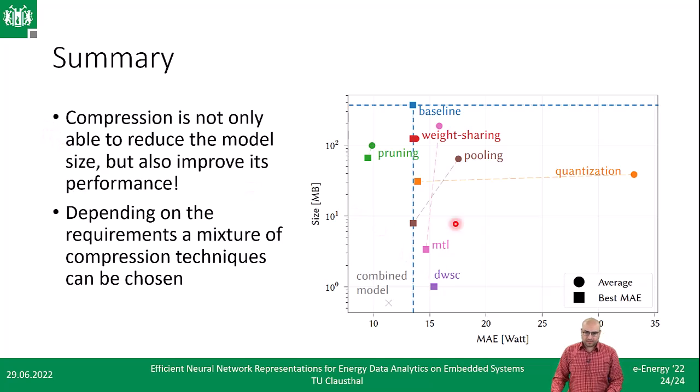So each marker on the scatter plot here represents the compression method, and the average or the best mean absolute error along the x-axis, and along the y-axis the size in megabytes. So as we can see, the pruning and weight sharing are recommended for any requirements, as they improve the mean absolute error and reduce the model size at the same time. Pooling comes as a close second, and if we need further reduction in size, we can apply quantization and depthwise convolution while trading performance. Finally, multitask learning can be applied if the number of parameters or appliances is pretty big.